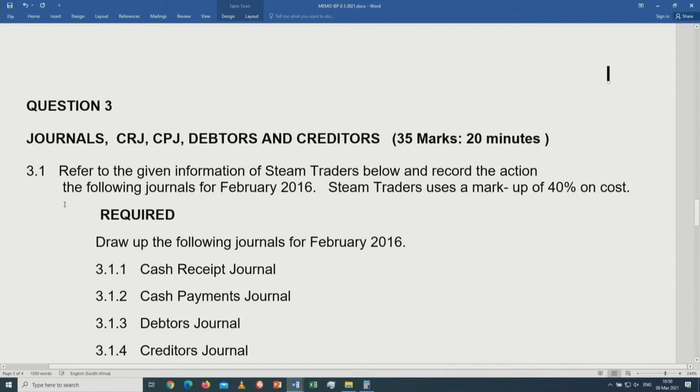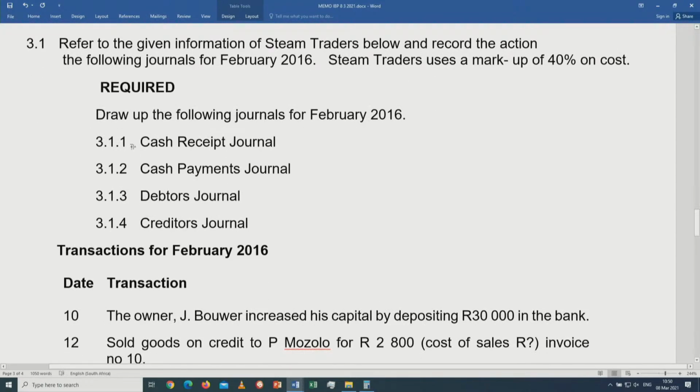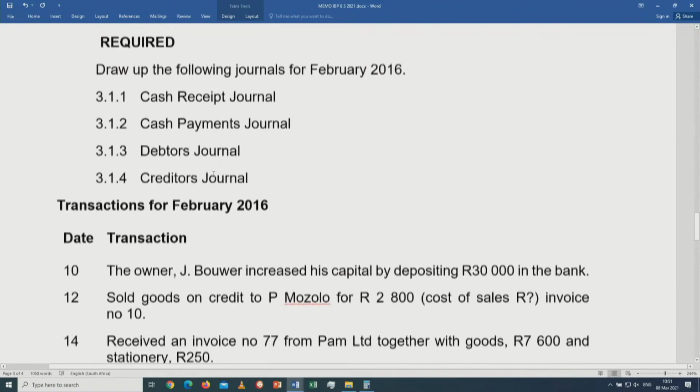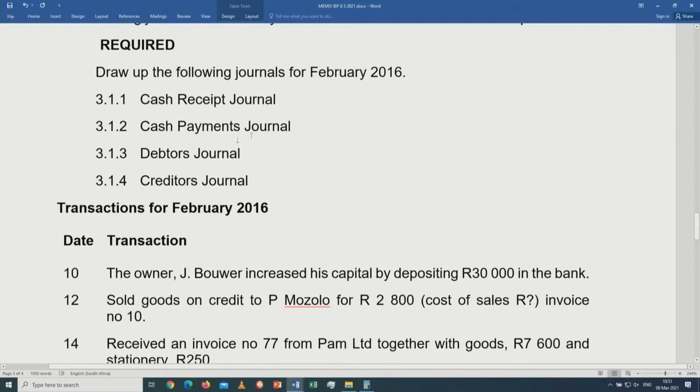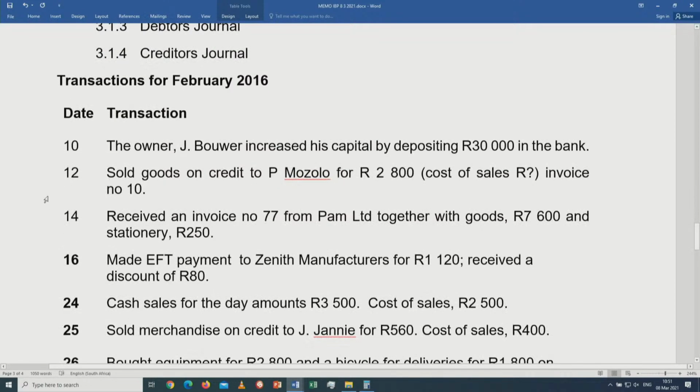So it says, refer to the given information of Stream Traders below and record the transactions. Stream Traders marks up 40% on cost. Draw up the following journals for February 2016. You're going to do 4 journals: cash receipts journal, cash payments, debtors journal, and creditors journal. So let's see the first one.